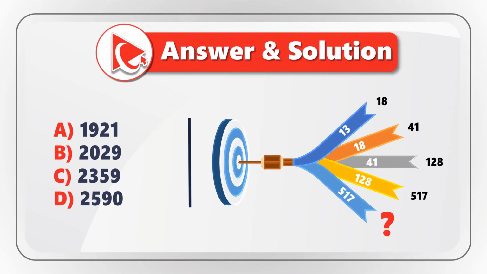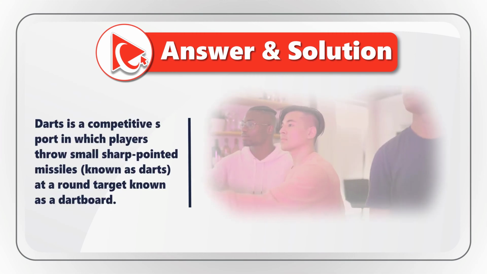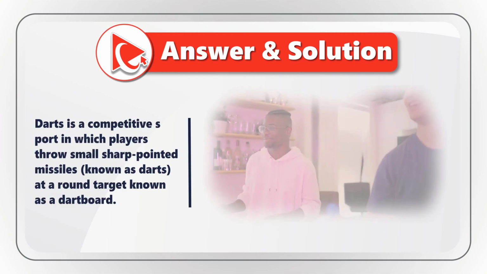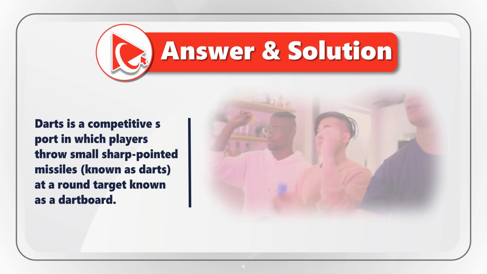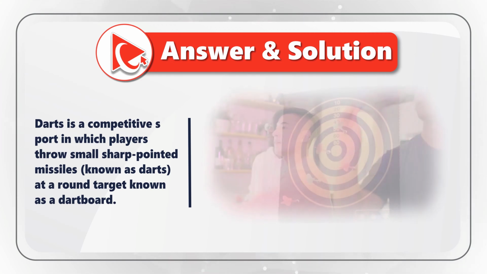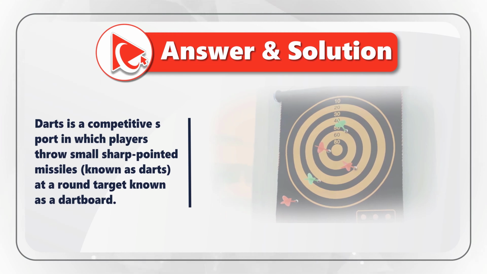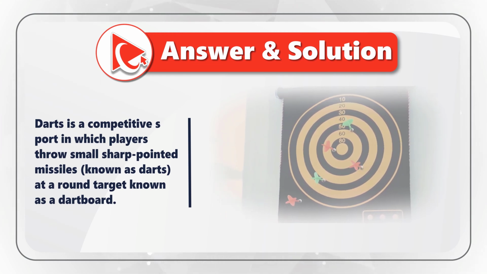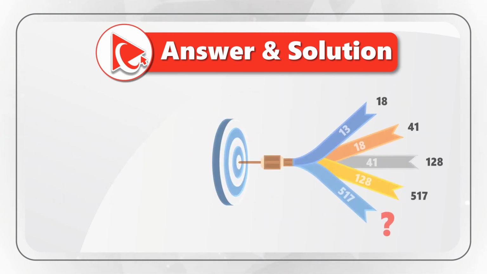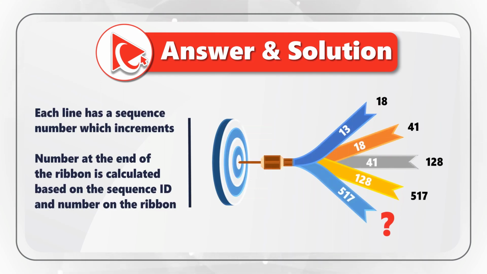First, to answer this question, let's understand what we're dealing with. Since this game may not be very familiar in all parts of the world, let's start with the definition. Darts is a competitive sport in which players throw small sharp-pointed missiles, known as darts, at a round target known as a dartboard. Now let's look closely at the dart we're dealing with.